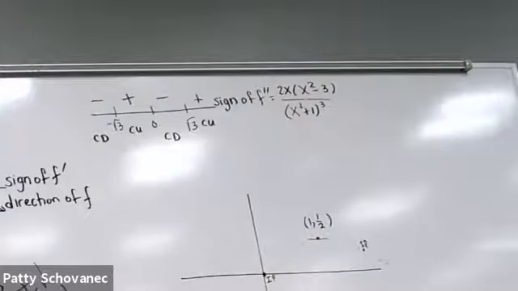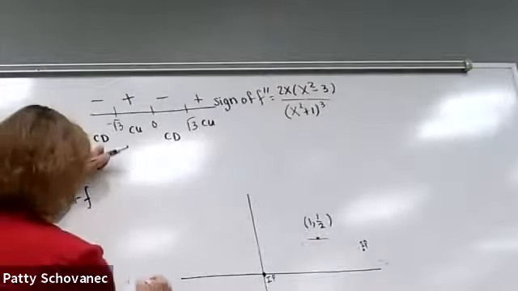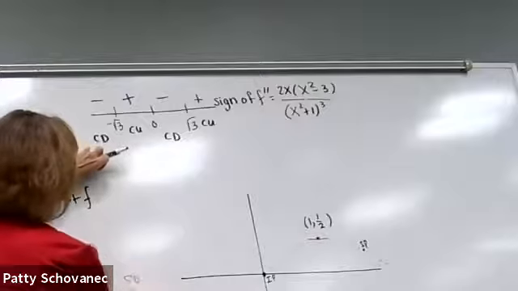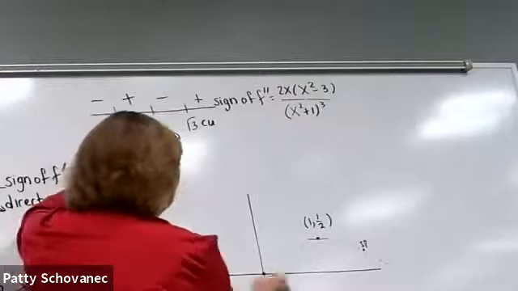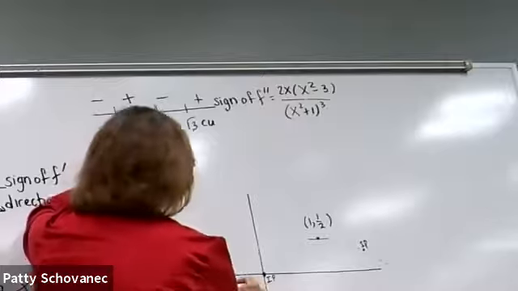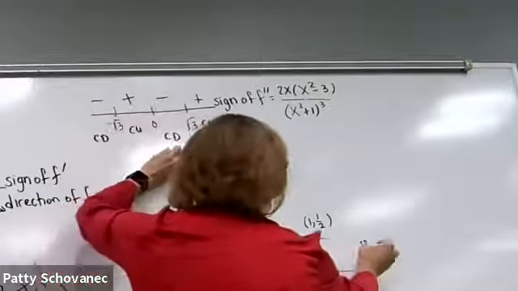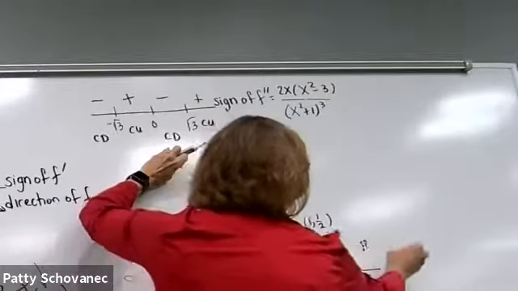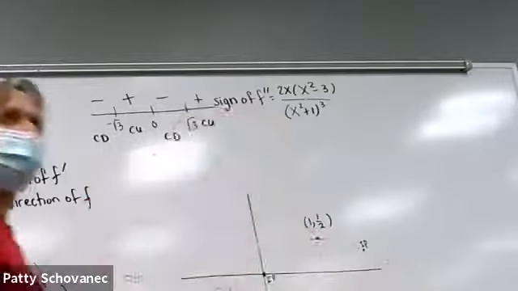Then we have to make it do the concavity that it does here. Concave down over here. Concave up between that inflection point and that one. Concave down between that inflection point and that one. And concave up beyond that one.